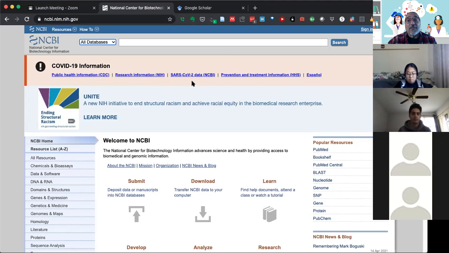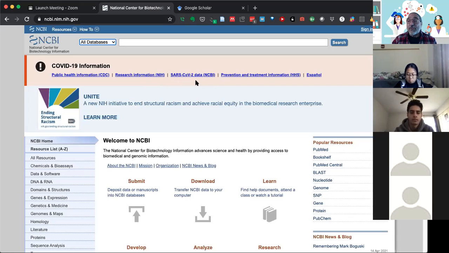SARS-CoV-2, you all know that the official name COVID-19 is really considered to be the disease, but the virus that causes it is part of the SARS coronavirus 2 virus. It is the specific name of the virus. You can get sequence information.